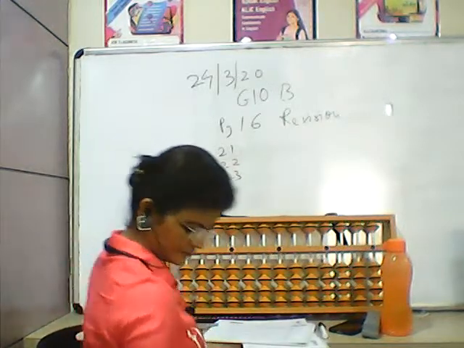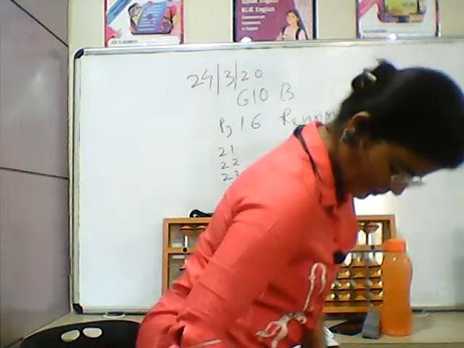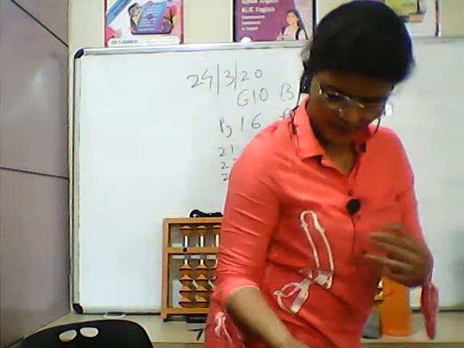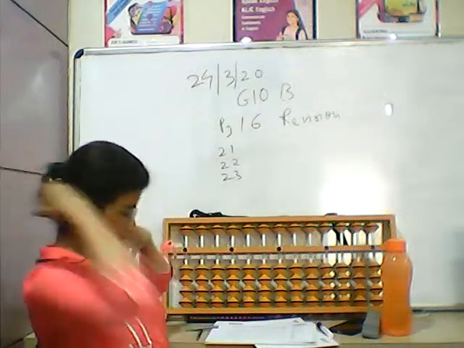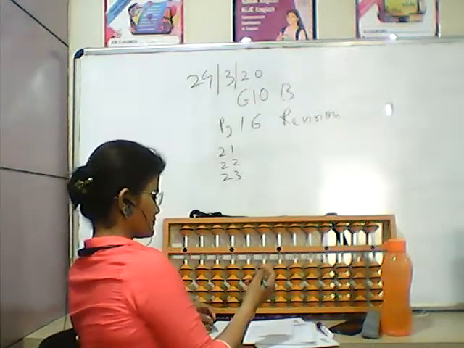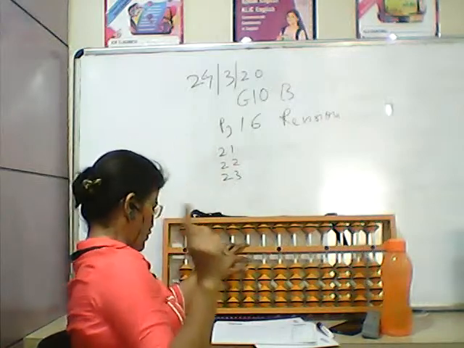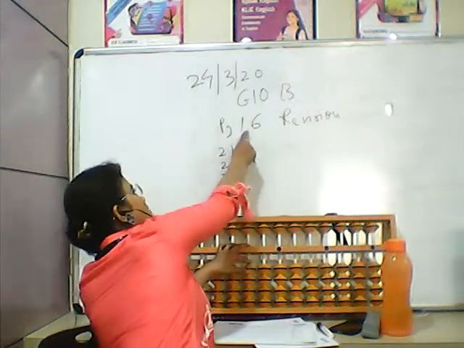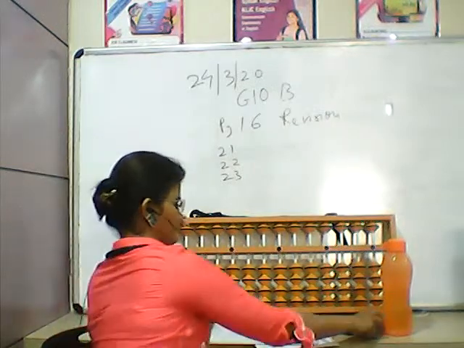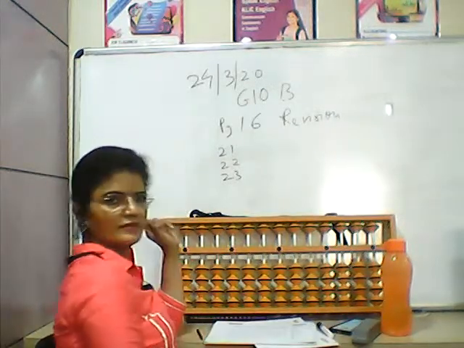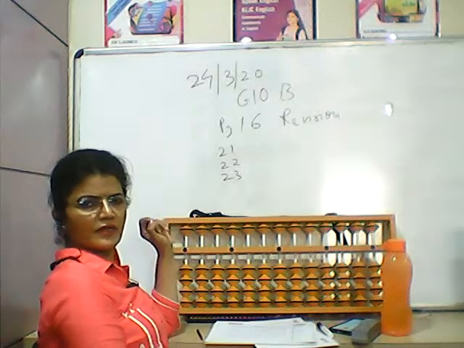Okay? So everyone, ready with the pencil. Abacus, make a gun, hold your abacus. We are doing page number 16, sum number 21. Good?